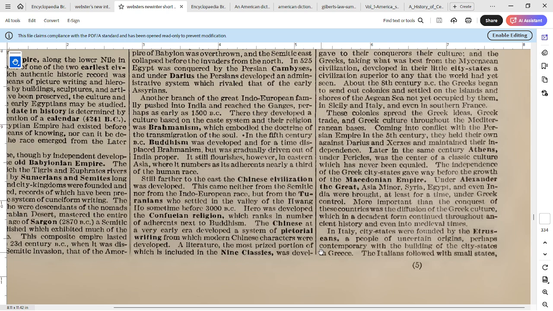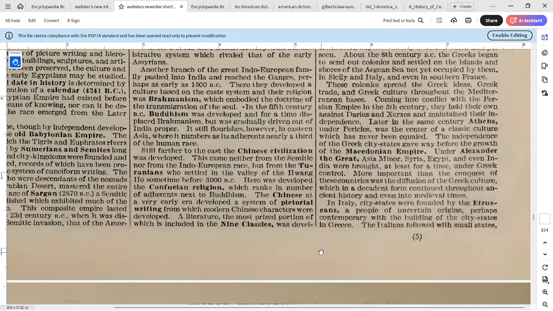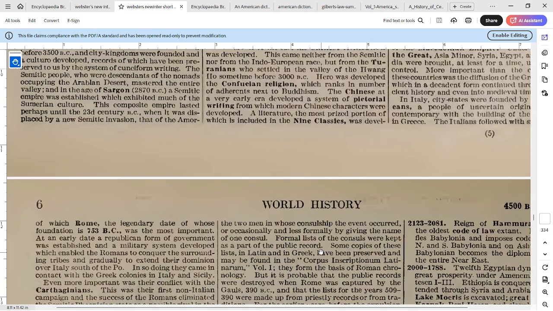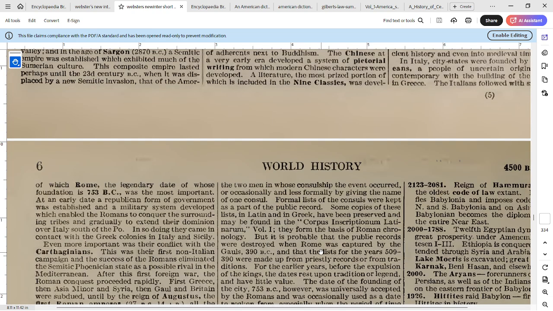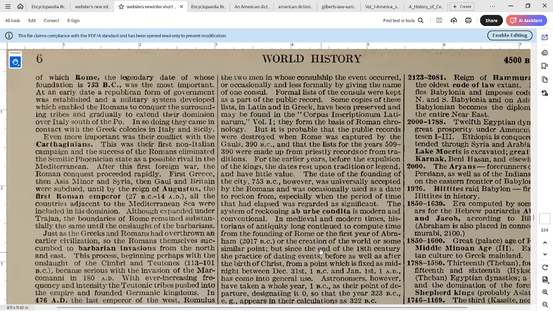In Italy, city-states were founded by the Etruscans, a people of uncertain origins, perhaps contemporary with the building of the city-states in Greece. The Italians followed with small states, of which Rome, the legendary date of whose foundation is 753 BC, was the most important.